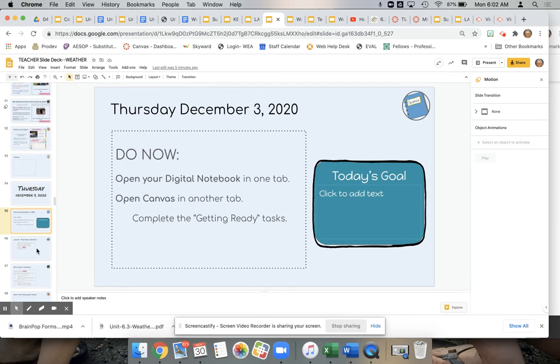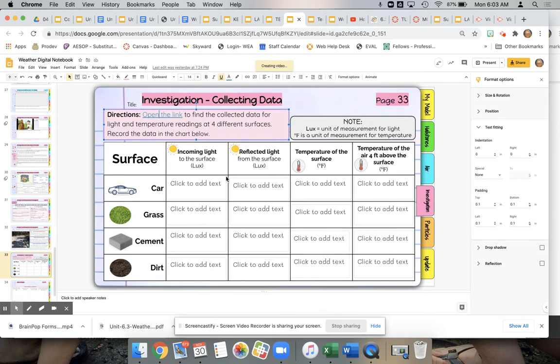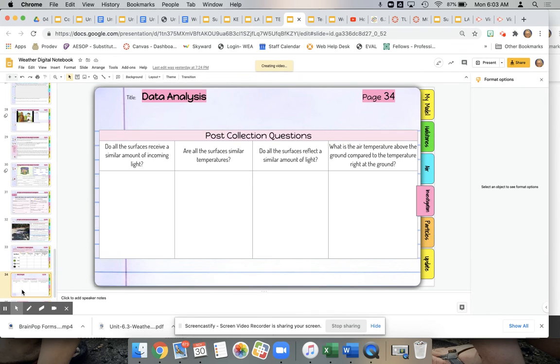Thursday, they're going to then be making sense of that. So they need to look back at page 33 to look at the data that they collected in that table, and then complete the post-data collection questions on 34. So that looks like this. Students are just thinking about, what did all of those numbers mean?